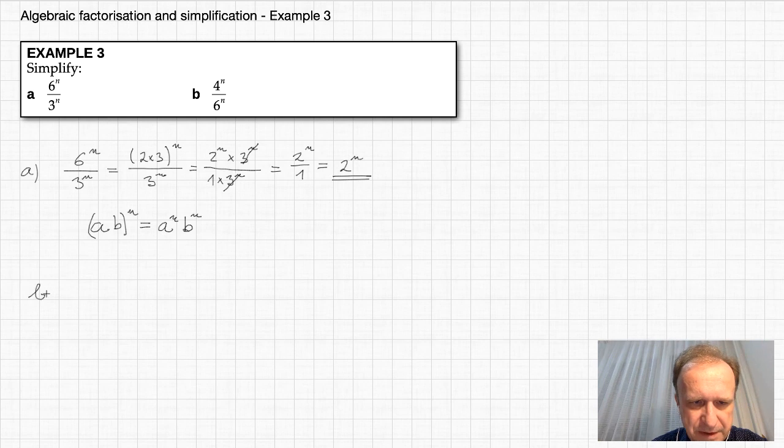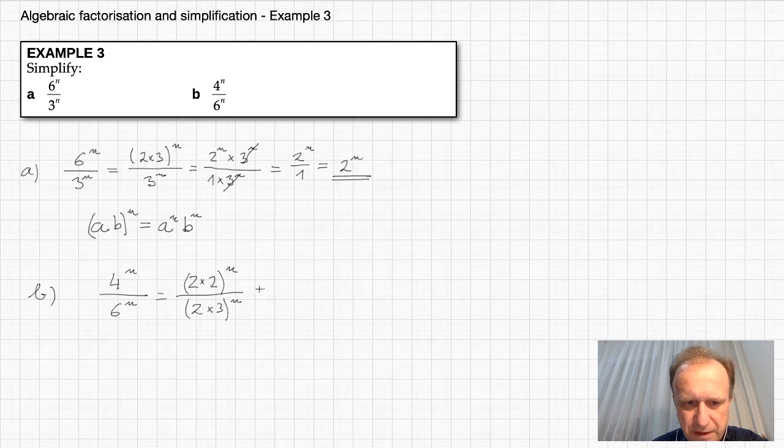Now, in part B, we have another fraction. We have 4 to the power of n divided by 6 to the power of n. Let us apply the same strategy of replacing bases by products of prime numbers. So the number 4 here is 2 times 2, all to the power of n, and 6 here is 2 times 3, all to the power of n.